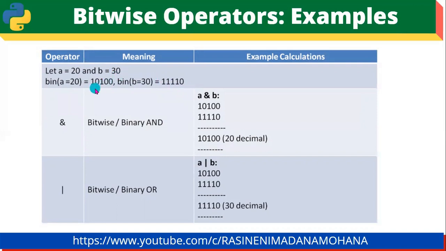Now let us see all these operators with the same values. First one, bitwise or binary AND operator. This can be denoted in Python as A ampersand B. Now theoretically, A value is 10100. Now we can convert into binary, then calculate. Internally, how Python will do it, we need not give binary forms. Directly you can give A as 20, B as 30, 20 ampersand 30. So the result it gives is 20.